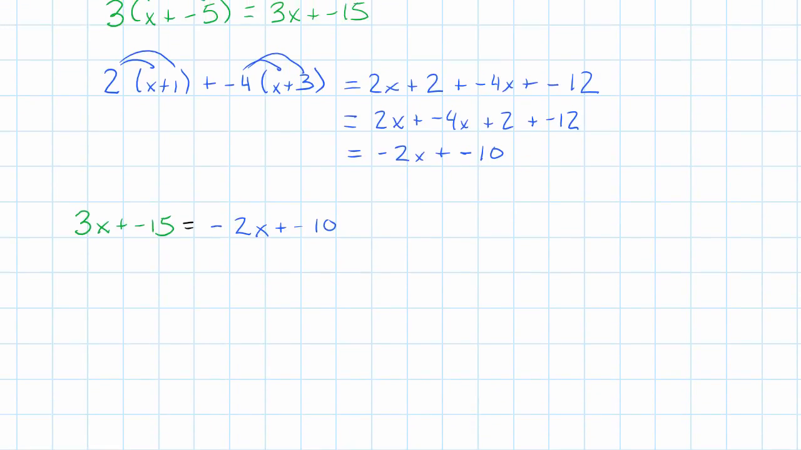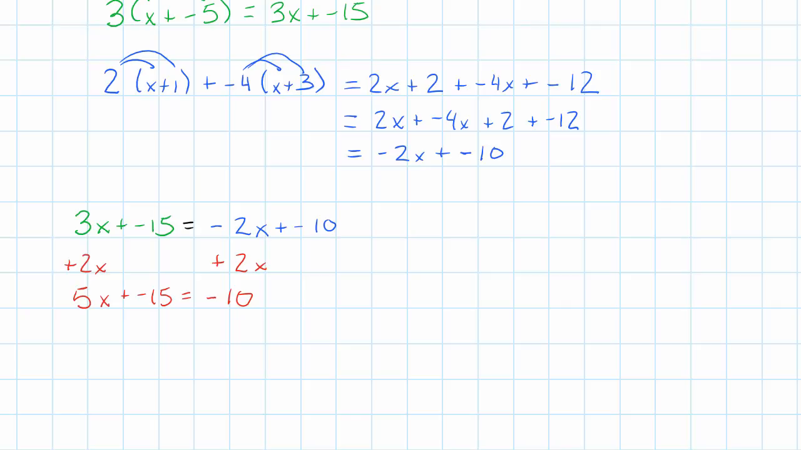Now this is an equation I know how to solve, right? I will add 2x to both sides. Here I'll have 3x plus 2x is 5x. Negative 2x plus positive 2x is just 0. So on the right, all I'm left with is negative 10.